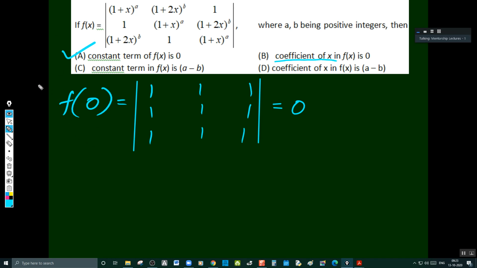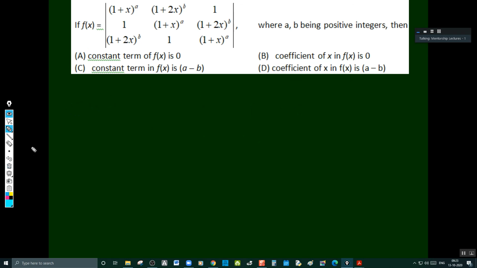You tell me, if you find out f dash x, anyone please, what will you get in the expanded form of the determinant? What I mean by expanded form is that you will get all the x terms. You'll get a polynomial, no? A polynomial equation. Rachit is there? Yes sir, polynomial.